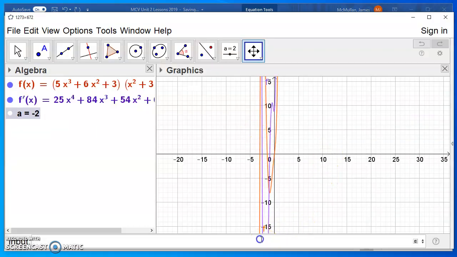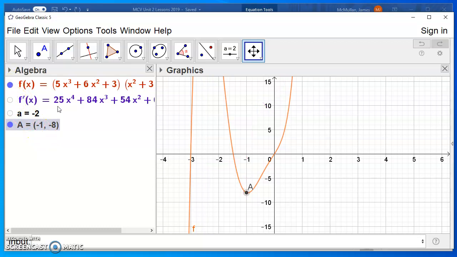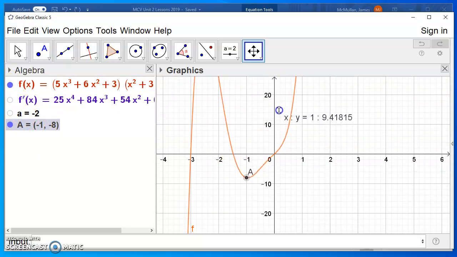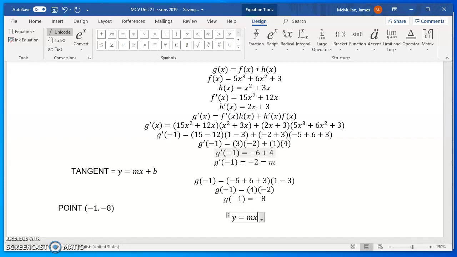Again, let's take a quick second to check my function. Negative 1, f of negative 1. There's the point I'm looking for, negative 1 and negative 8. If we hide the derivative, you can just look at the original function there. And there you go.